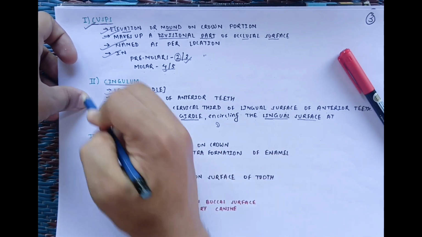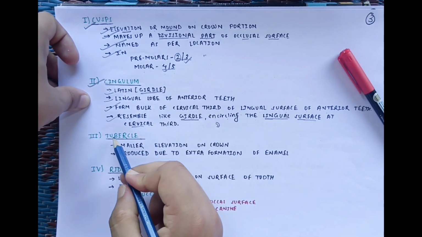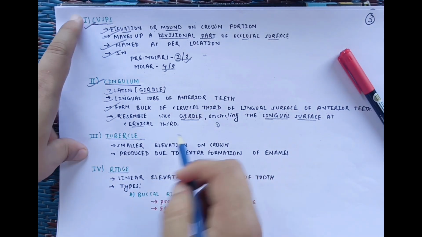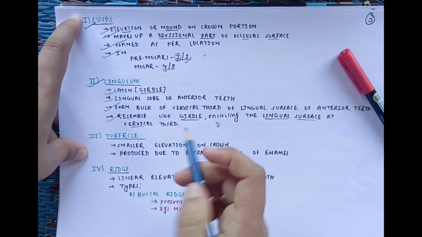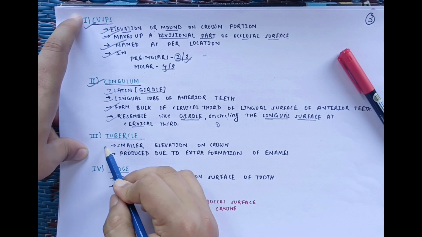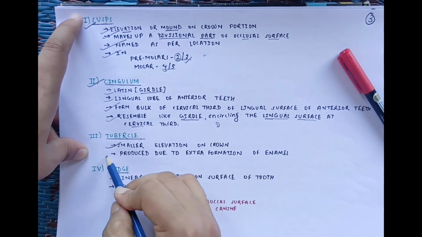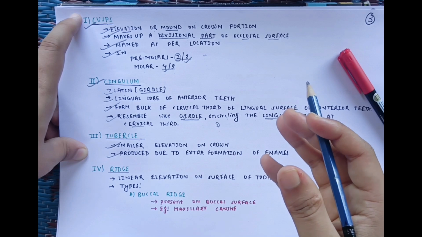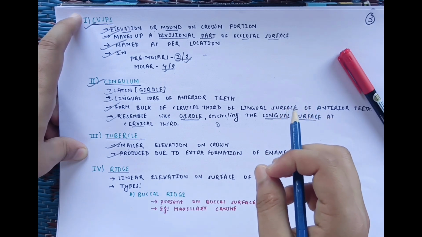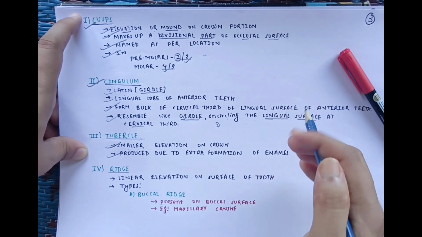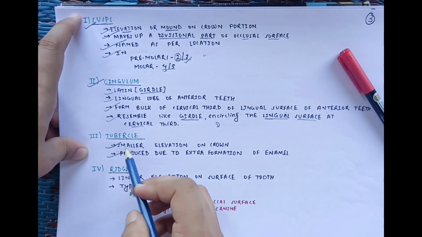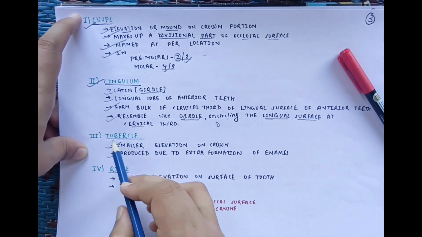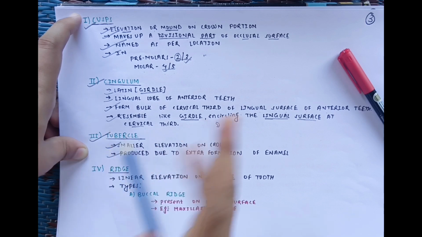Similarly, moving ahead we will study the tubercle. A tubercle is just a smaller elevation on the crown that is produced due to extra formation of the enamel. During the mineralization of the enamel, when the enamel matrix is mineralized by the mineral components, at that time there may be formation of smaller elevations on the crown. Those elevations are defined as a tubercle. So it is easy to understand.